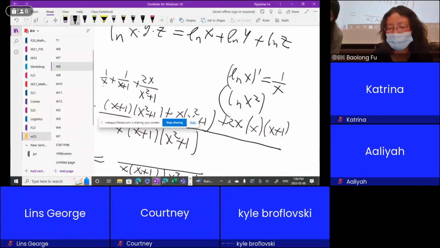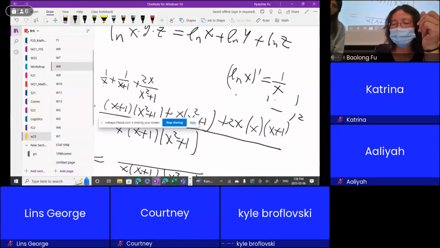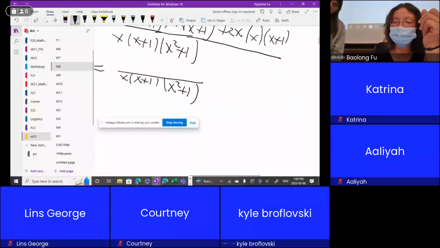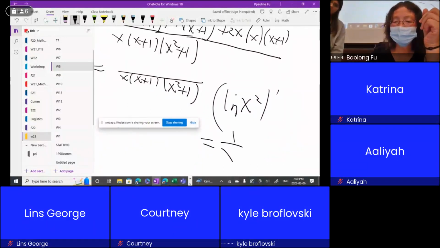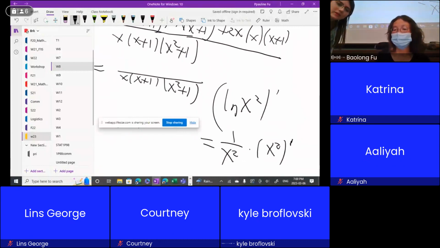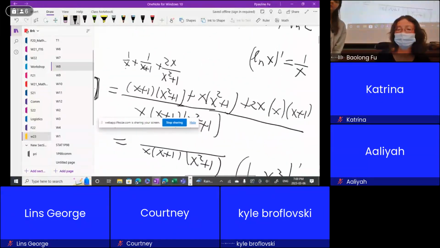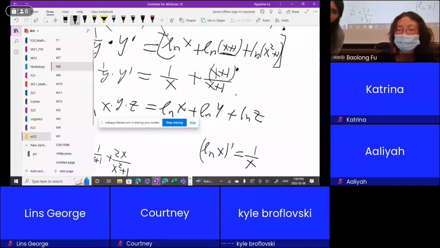x squared derivative, you cannot say this is wrong because this is a function. You have to take derivative of this one. So if it is ln x squared derivative, it is 1 over x squared, then take derivative of this function. Oh, the chain rule? The chain rule, yes. Oh, so you put that on top. Exactly. Okay. So here you have to take derivative of this guy.